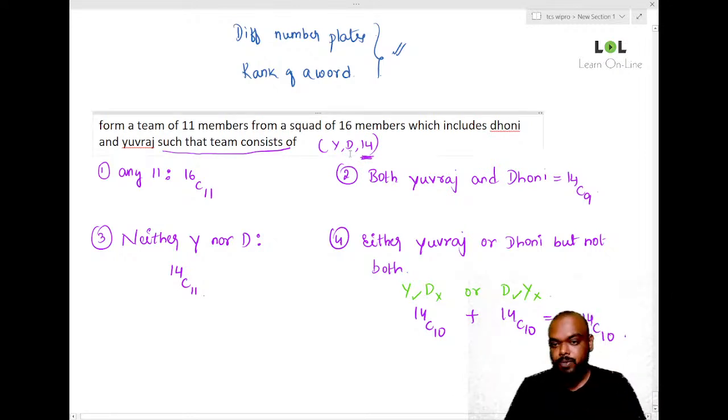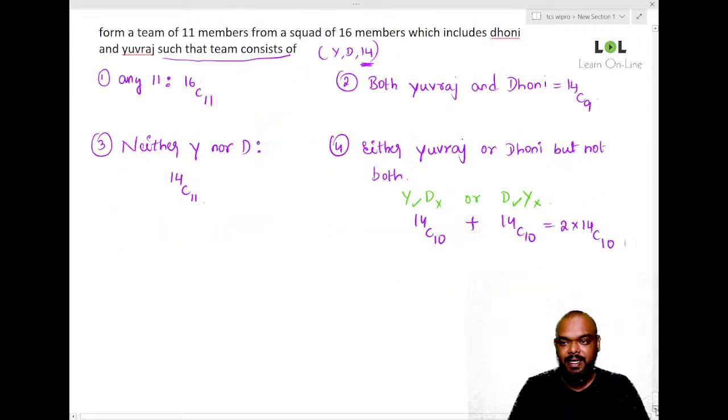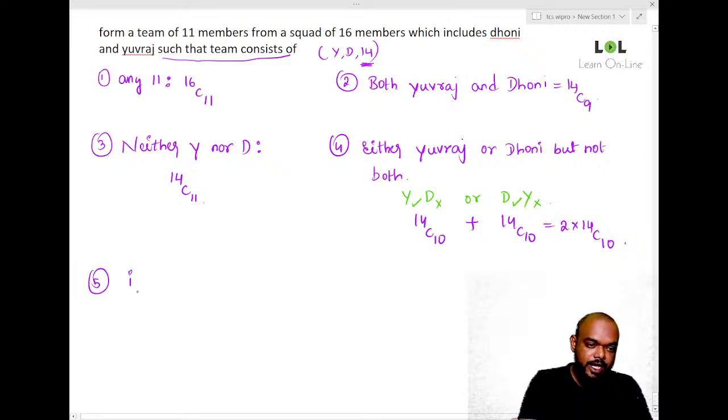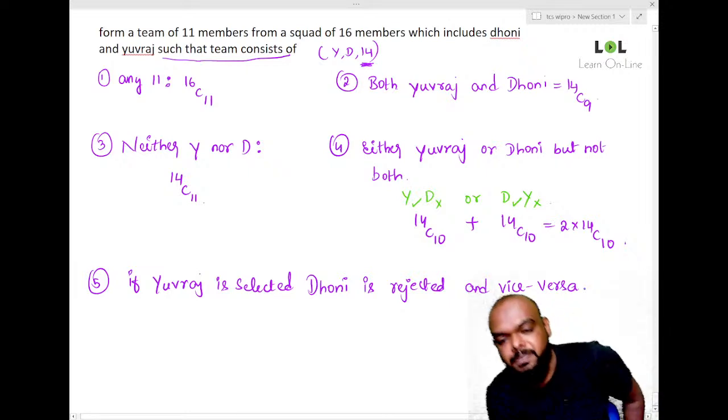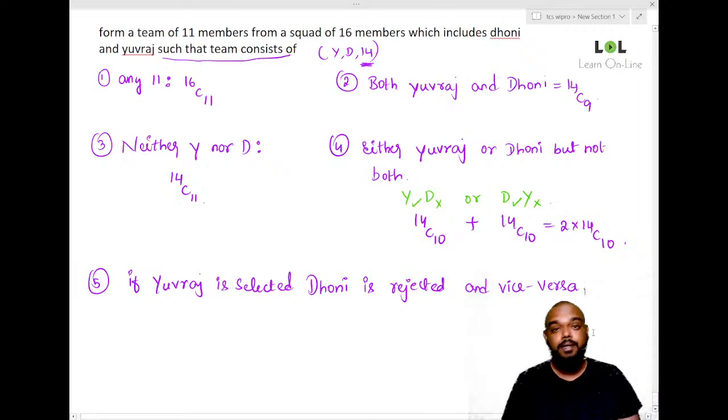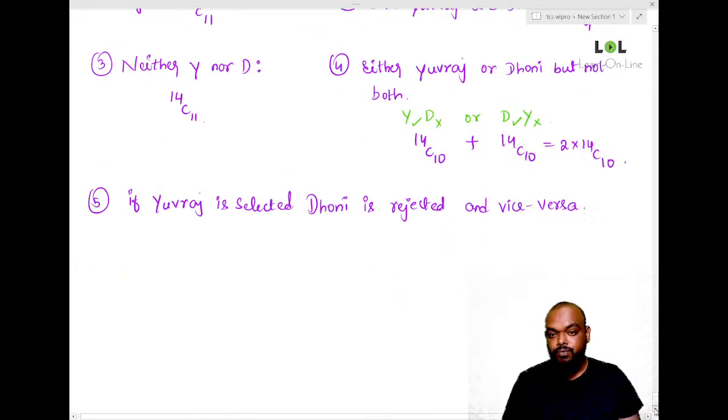Okay. Now, one more question in this, slightly trickier. Careful, everybody. If Yuvraj is selected, Dhoni is rejected, and vice versa. Now, many people think this question is absolutely the same as the fourth question, but no, it is not. Why? Let me tell you. First, let us write the condition.